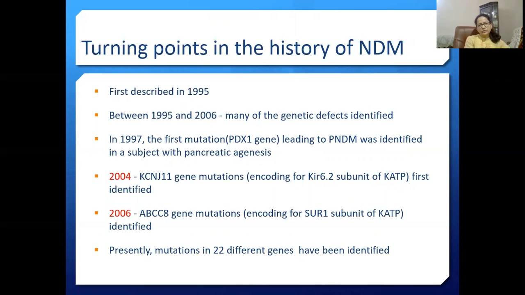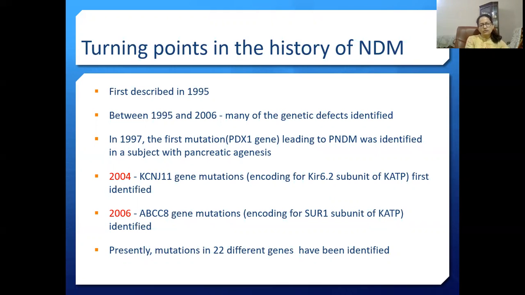There were some turning points in the history of neonatal diabetes mellitus, and this condition is a fairly new disorder in the sense that it was first described in 1995 only, and then between 95 and 2006, many of the genetic defects were identified. The first mutation was in the PDX1 gene, which causes pancreatic agenesis and thus leads to a permanent kind of neonatal diabetes. And this one was identified in 1997.